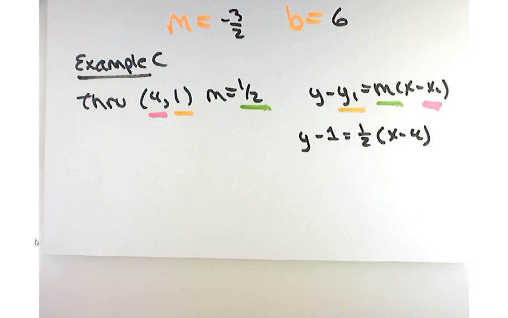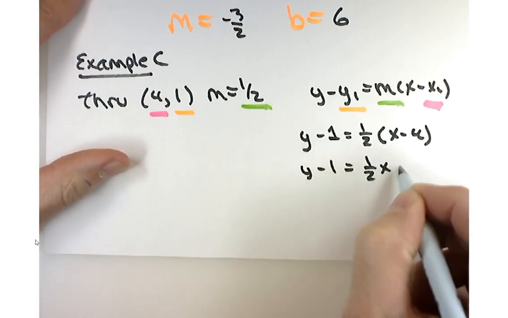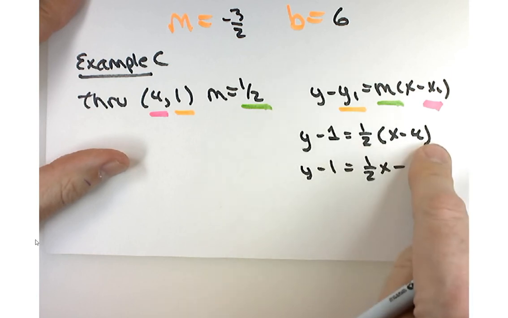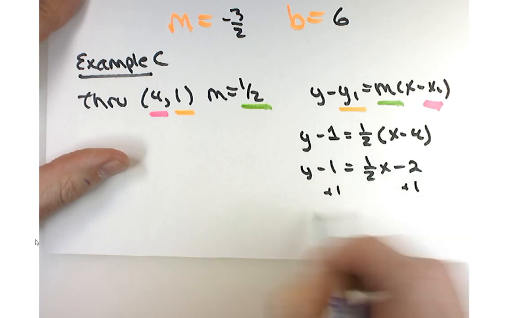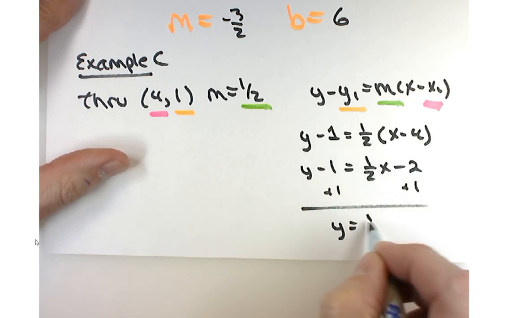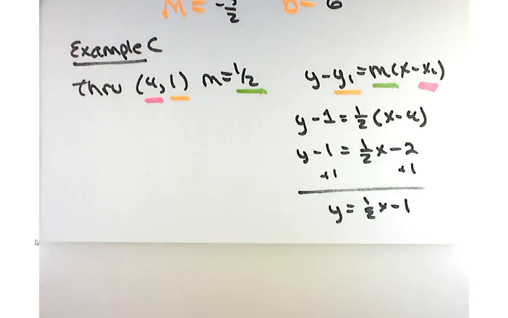Now, typically speaking, if I give you a problem on an exam like this, I'd ask you to solve for y. I want it in slope-intercept form. So that means you're going to have to distribute. That'll give me 1/2 x. What's half of 4? 2. If I add 1 to both sides, I get 1/2 x minus 1. And that should be my answer.